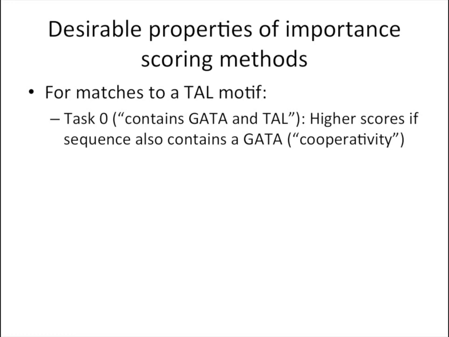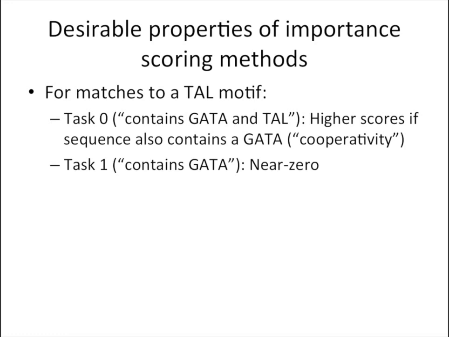However, more specifically, we want higher scores on the tal motif if the sequence also contains a GATA motif than if the sequence only contains tal motifs. This is another way of saying that we want our importance scoring method to detect cooperativity between tal and GATA. That is, tal is more relevant for task 0 if there is also a GATA present in the sequence.